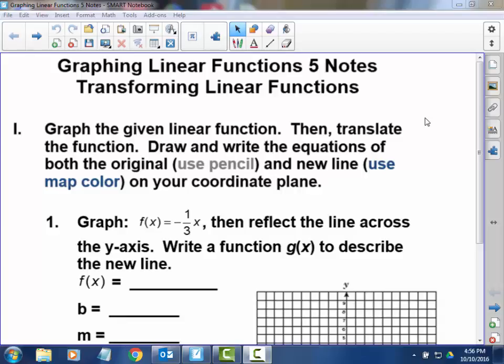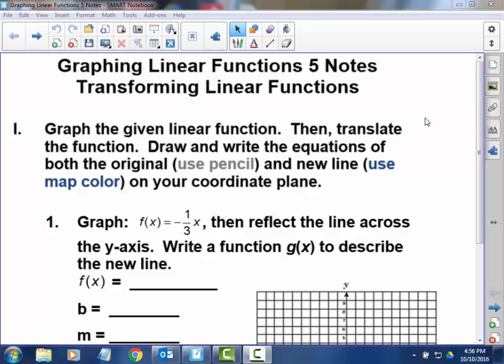Alright, so today we're going to be looking at graphing linear functions, and we're going to be transforming these linear functions. Now, we've already looked at transforming linear functions by changing the y-intercept. We would move the line up or down. We called it a shift. And then we also looked at what happens when we change the slope and or our rate of change. So now we're going to look at a couple of other things.